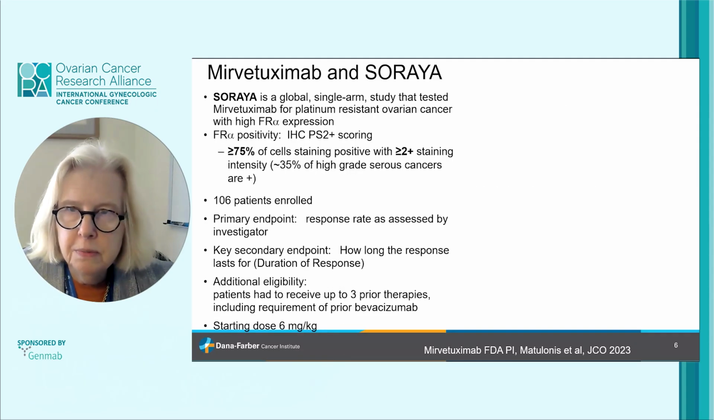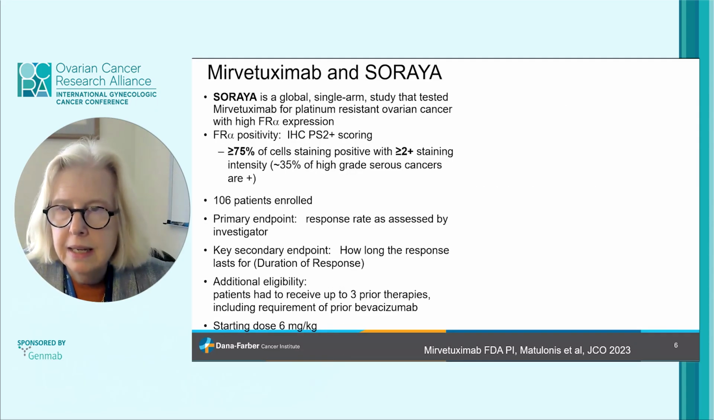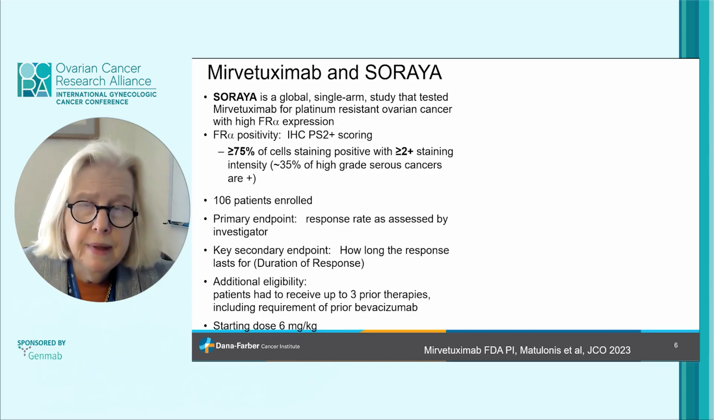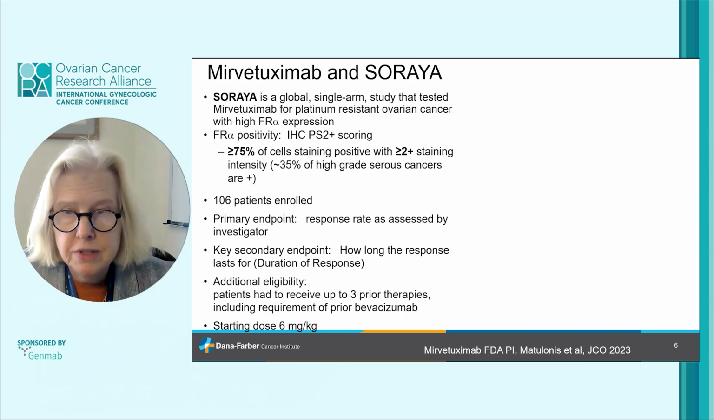The accelerated approval of mirvetuximab happened with the SORAYA study. This was about a 100-patient trial, all high-grade serous patients with recurrent disease, with up to 3 prior lines of therapy. And all these patients had received prior bevacizumab.